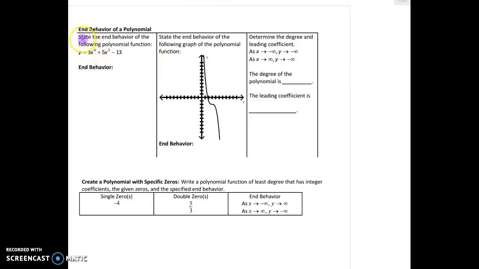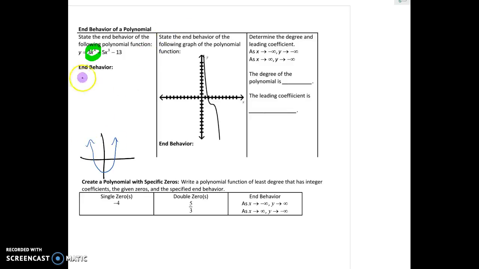Here, I said state the end behavior of the following polynomial function. I gave you y equals 3x to the fourth plus 5x to the third minus 13. The big thing you're looking at when you're looking at end behavior is you really only care about that first term. Here I see that it's 3x to the fourth. I'm just going to give you guys a quick sketch of this graph, because I think that'll help. This would look something kind of like this.